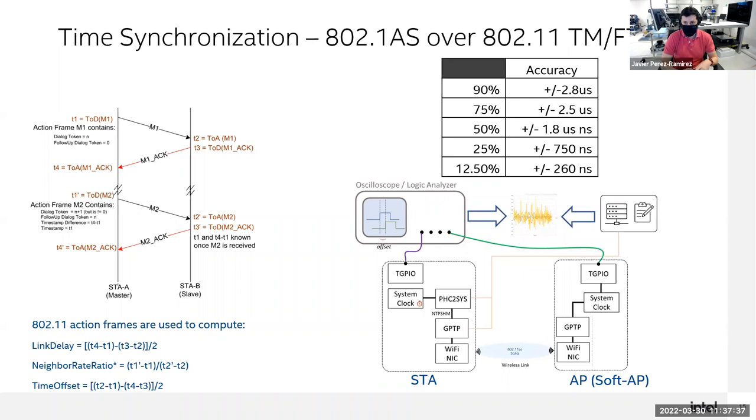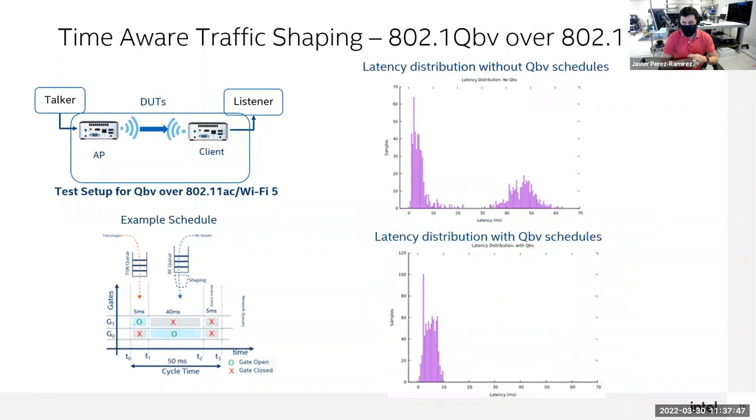On the next slide, we see the effect of having Qbv enabled in your network. In this particular example, we had a requirement of a 10 millisecond latency bound. We put together a talker and listener network, an oversimplified network. You have the talker connected to the access point sending data to the client, and then the client forwarding that data to the listener.